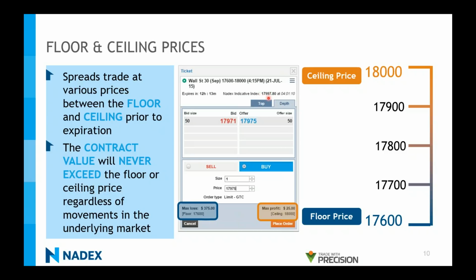this contract with the underlying trading at 17,997.8, why buying this contract might be a bad idea. I want to buy this contract. I want to buy 1 unit.